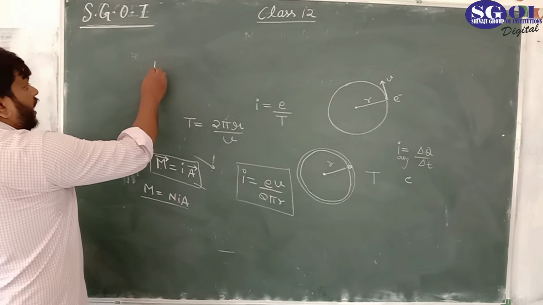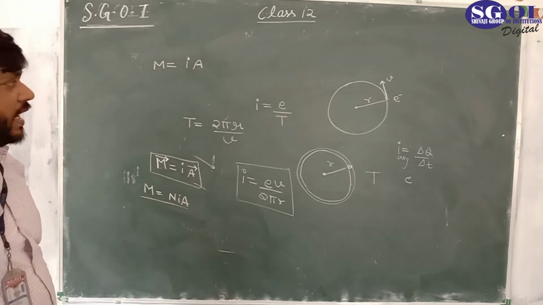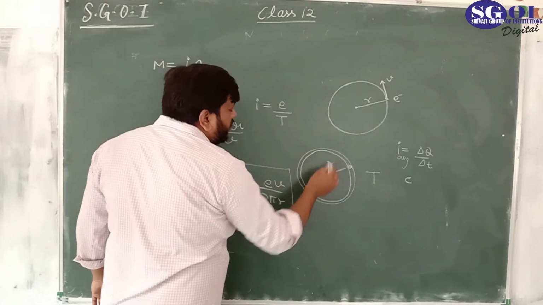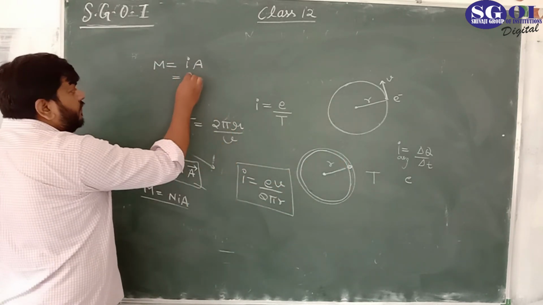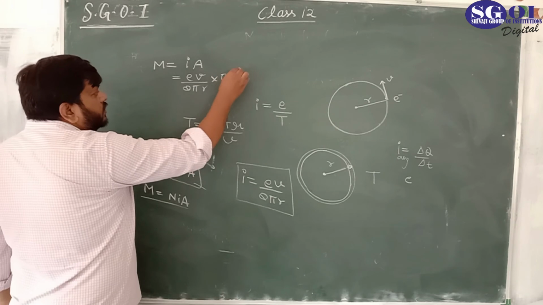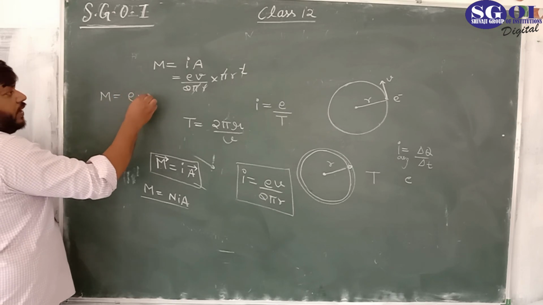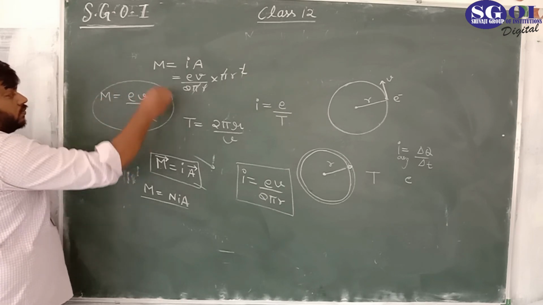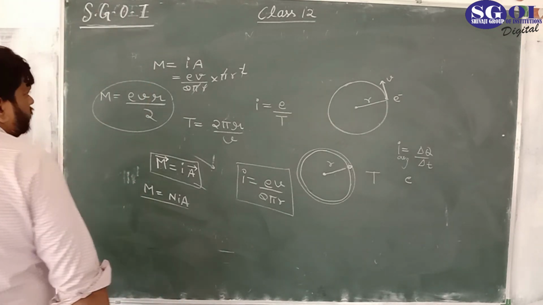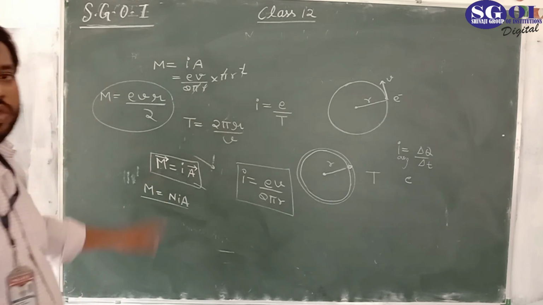We have to find m. We know that m is what? In magnitude form it is IA, because it is a single loop. What is the area of this loop? This is pi r square. And what is I? This is ev upon 2 pi r into pi r square. Pi cancels pi, r cancels r. So m is ev r upon 2. The magnetic dipole moment magnitude is ev r upon 2.